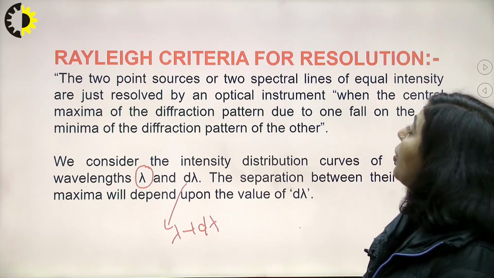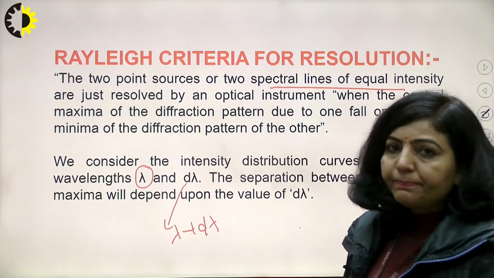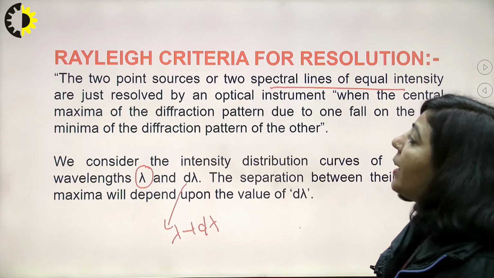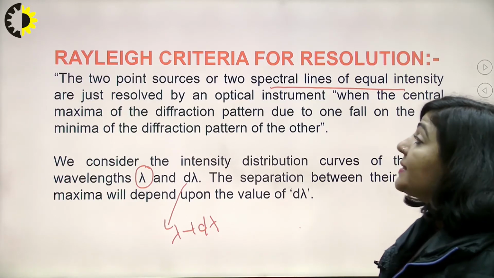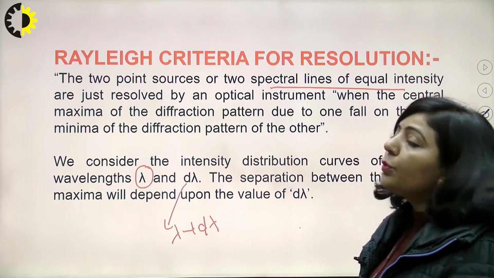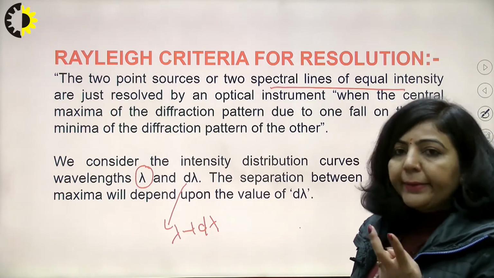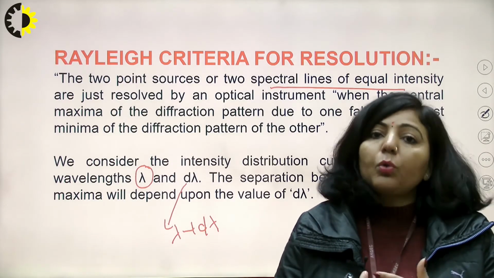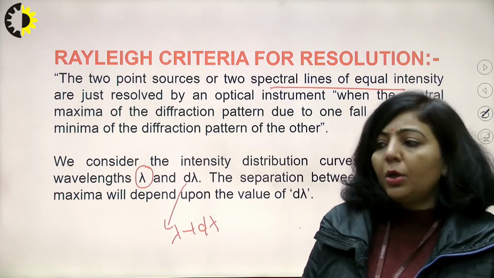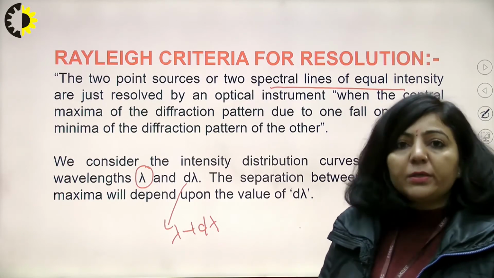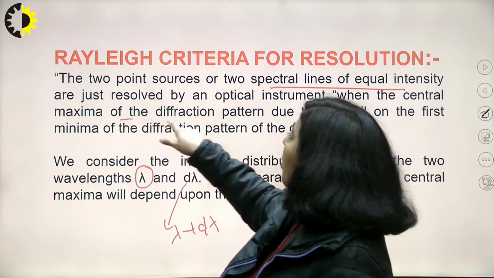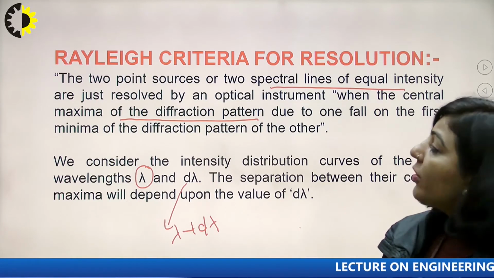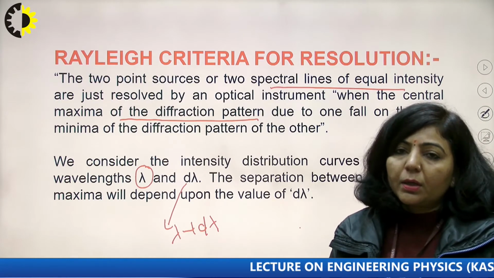Two point sources or two spectral lines of equal intensity, or with a very small difference in their intensities, are just resolved by an optical instrument when the central maxima of the diffraction pattern due to one of the sources falls on the first minima of the diffraction pattern of the other source. I hope you are getting this point.